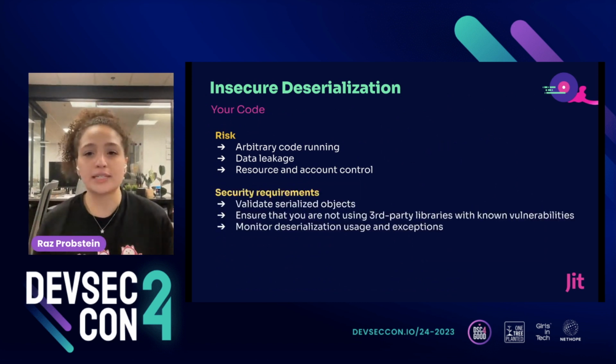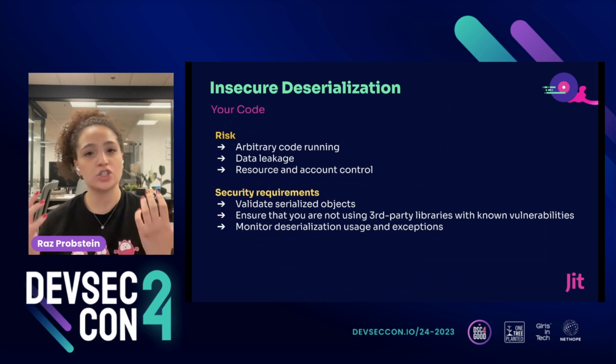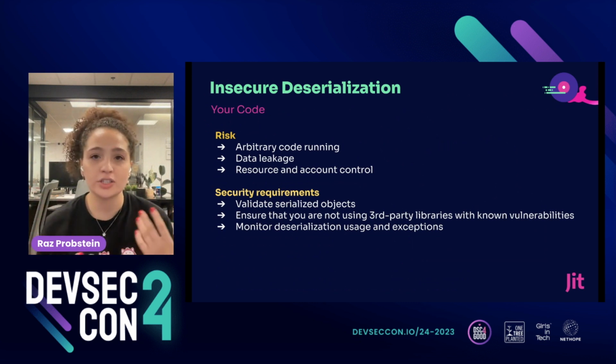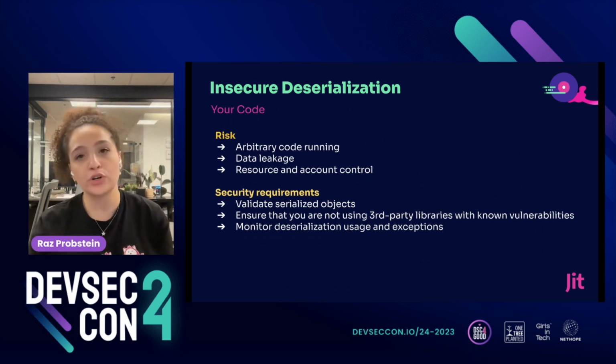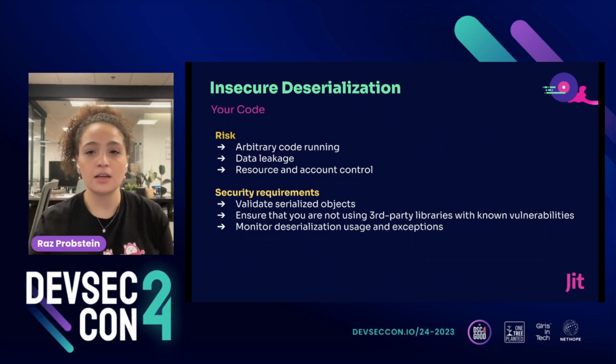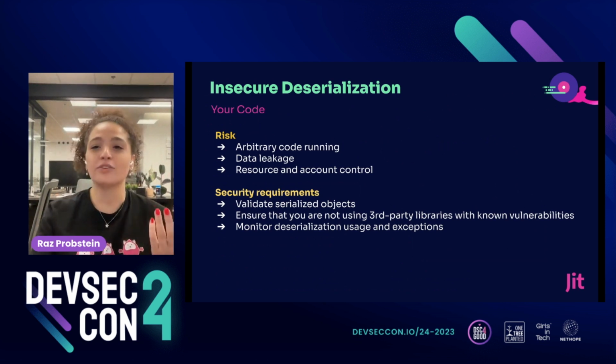How to prevent those attacks? We need to validate serialized objects that are originating from untrusted data like cloud storage, database, emails, notifications, APIs. We need to review third-party libraries for known deserialization vulnerabilities. And it is also a good practice to monitor deserialization usage and exceptions to identify possible attacks.